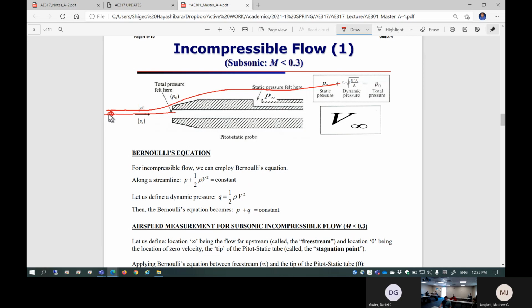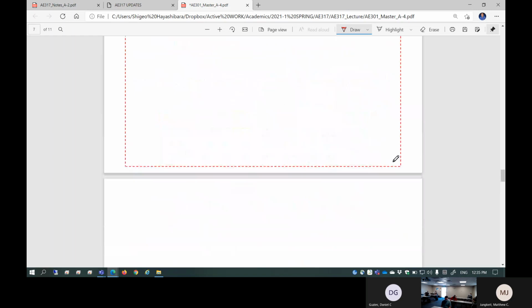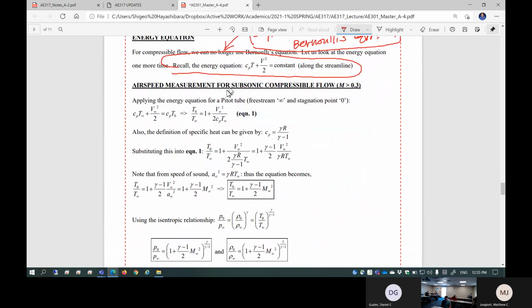Right here is infinity, also the infinity side. Right here is point 0. So you're going to apply the energy equation, aka the compressible form of Bernoulli, between infinity and 0. The result is, here we go, this is the result.